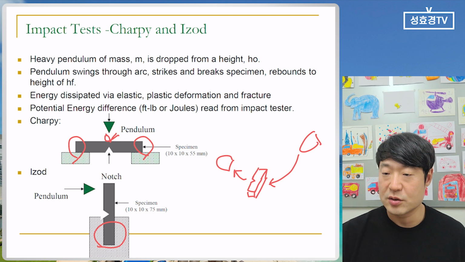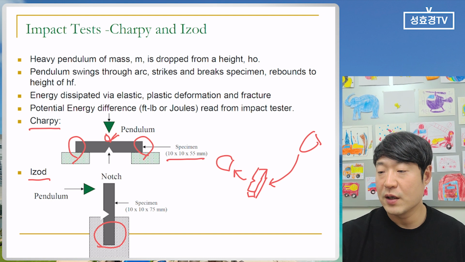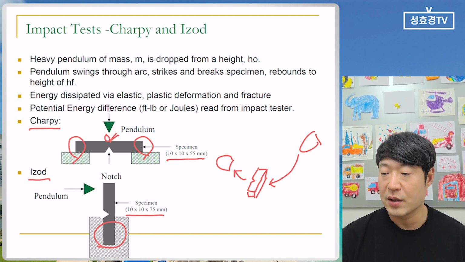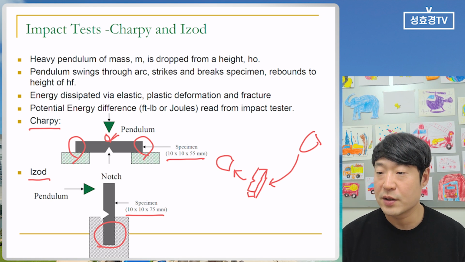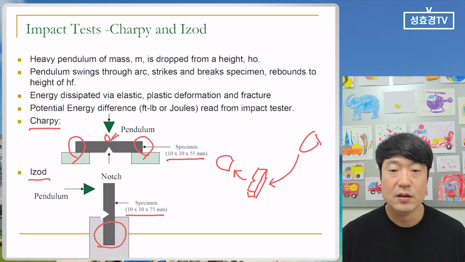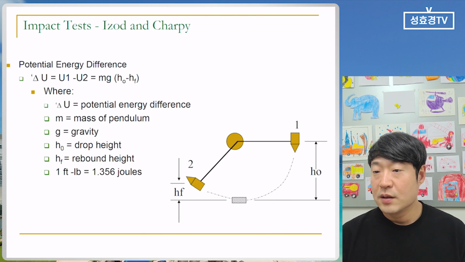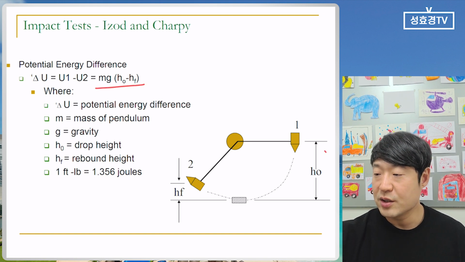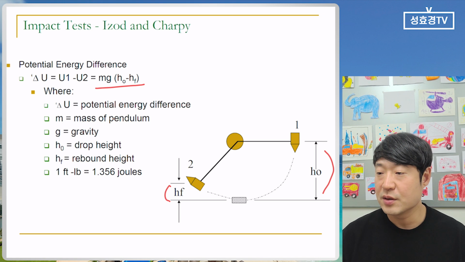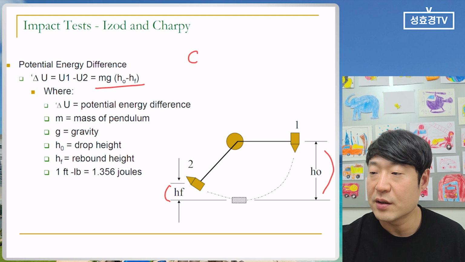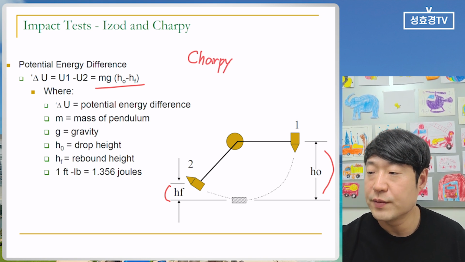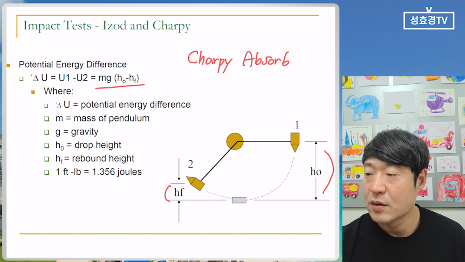So you can pick between the Charpy impact test and the Izod test. Charpy is 10 by 10 by 55, and Izod is 10 by 10 by 75. So the size is a little bit different, and the only other difference is the testing method. And here, the potential energy changed. As I told you, it is mgh, so here is h0 and here is hf. So the energy is different, and we say that we got the Charpy absorbed energy.